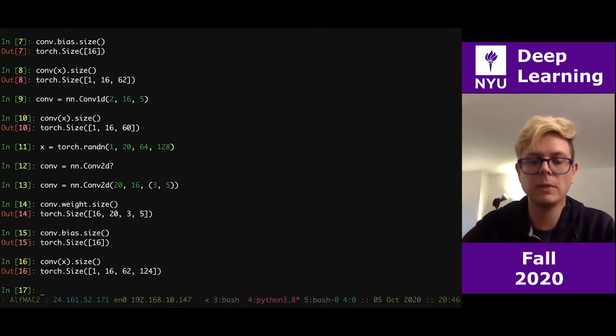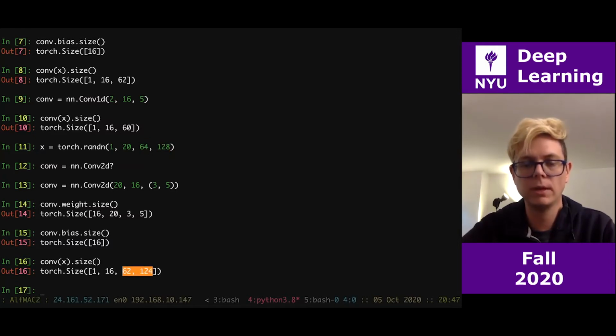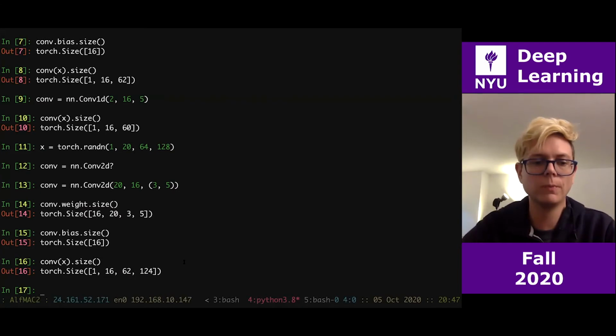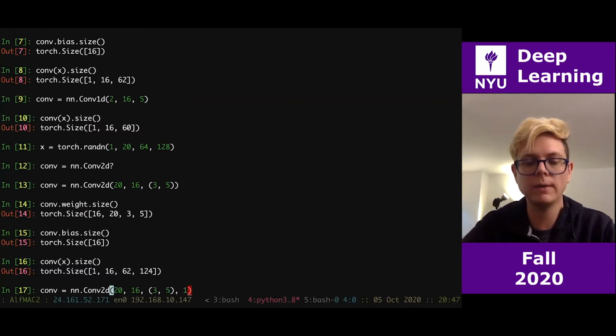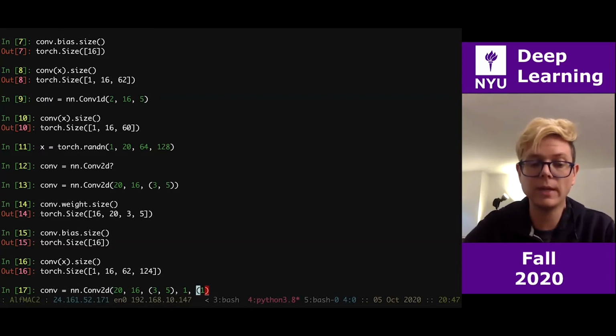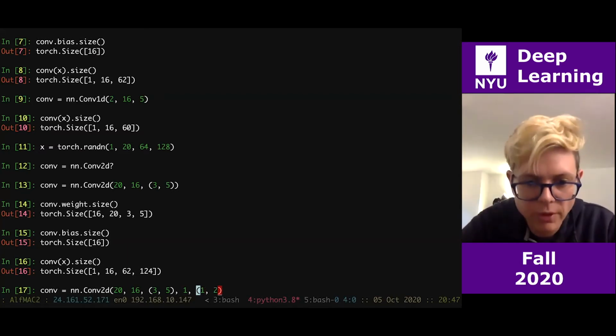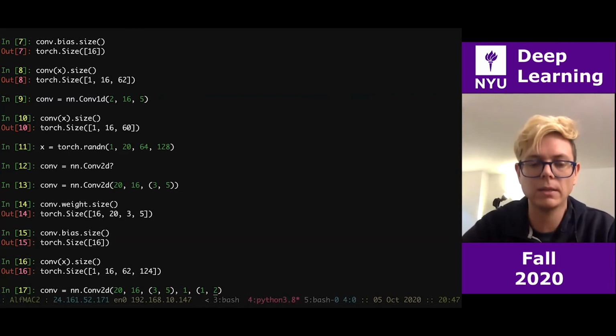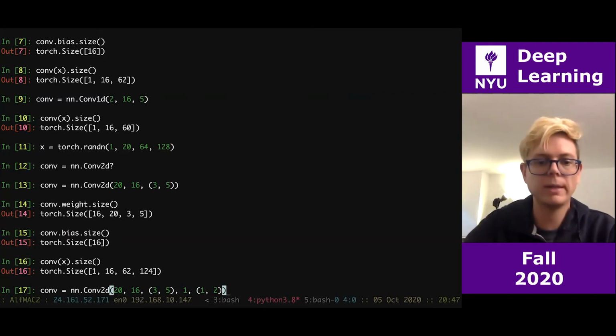of 62 times 124. My last question would be, how do I manage to remove this change in the domain? We move from a domain that is 64 by 128 to a domain that is 62 by 124. If I'd like to keep the same domain, I have to change a few parameters in my convolution. First of all, I'm still going to use a stride of 1, but then I'm going to use a padding of 1 for top and bottom, and 2 for left and right. And then I need one more parenthesis.